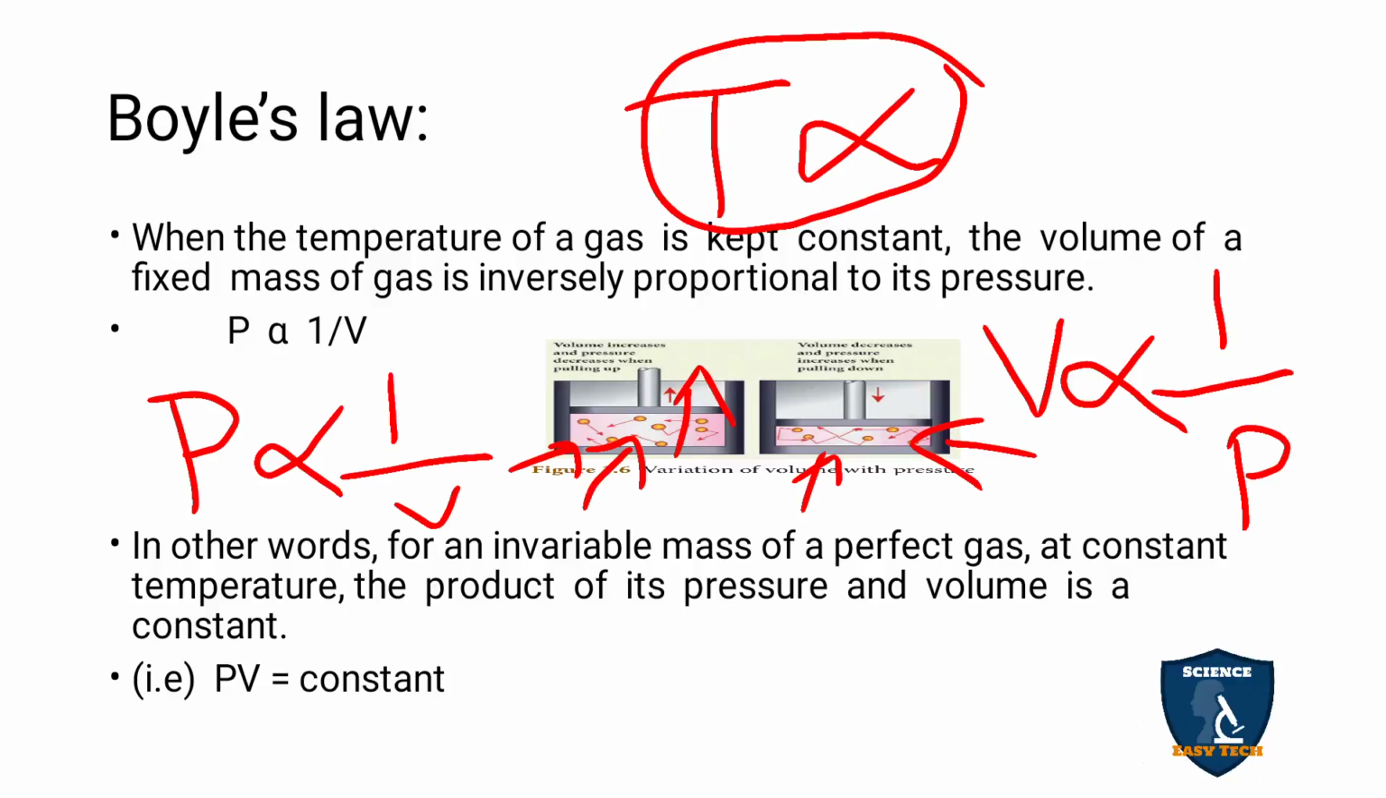So the temperature is kept constant, and the product of pressure and volume is also constant. So PV is equal to constant. You can write it like this also.